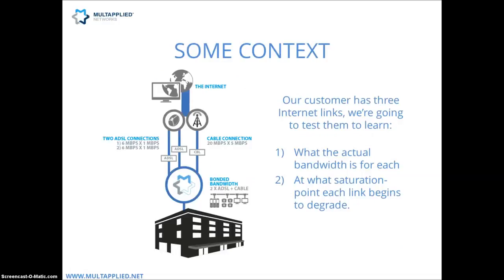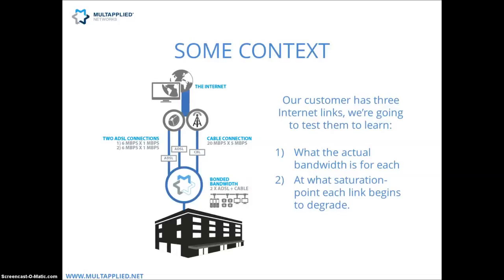So let's start by giving you a little bit of context here. The customer that we're going to be working with has 3 internet links. 2 of those are going to be DSLs and 1 of those is going to be a cable connection. And we're going to bond all of those together to get the total bonded aggregate.